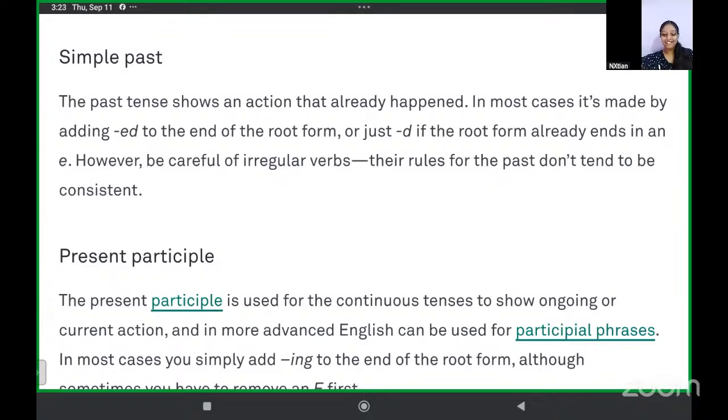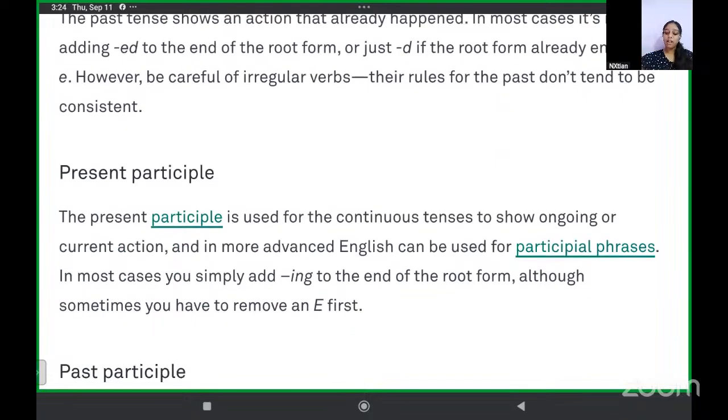Simple past tense. The past tense shows an action that already happened. In most cases, it's made by adding ed to the end of the root form, or just d if the root form already ends in an e. However, be careful of irregular verbs. Their rules for the past don't tend to be consistent. Irregular verbs, we know they also have their own forms. Okay, but past tense we put ed, like played. Or sometimes we just add d.